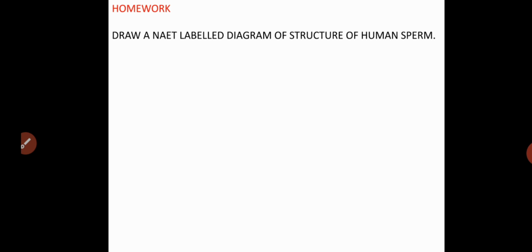I will give you only one homework question. You have to draw a neat labeled diagram of the structure of the human sperm. The structure of the human sperm is very, very important. Continue in the next class.